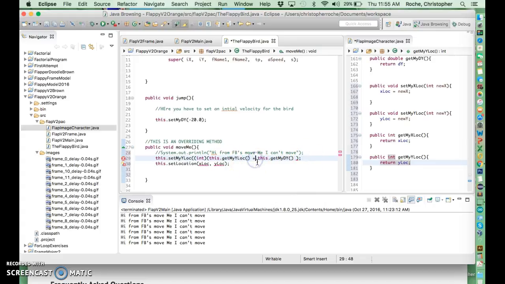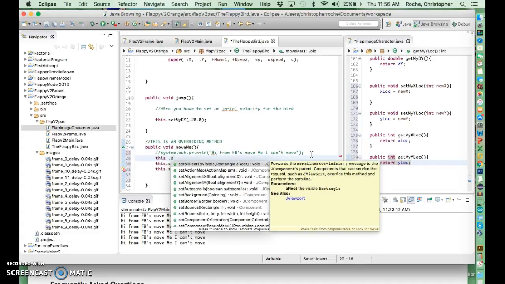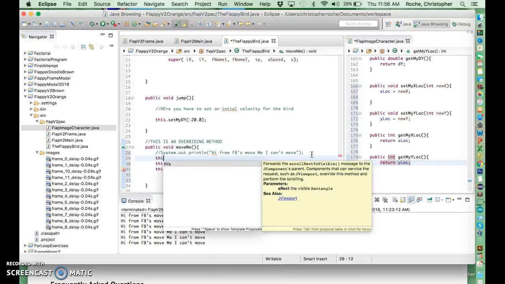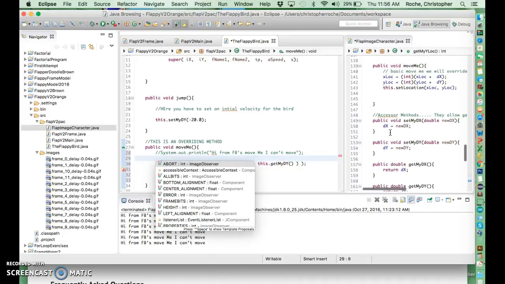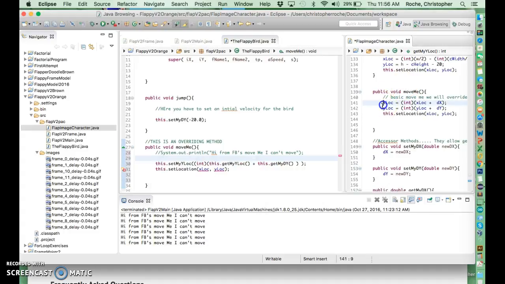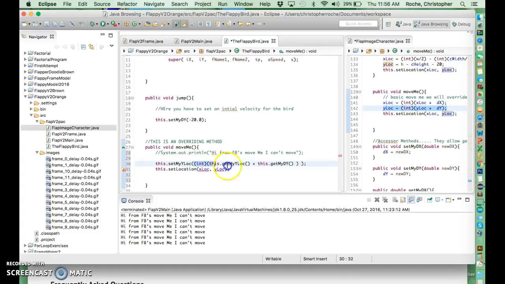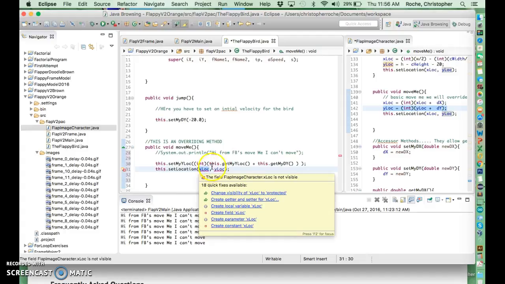Oh, and I have to go like this. So whereas in the past we had said this dot, basically in the move me what we did up here in the parent class, you can go like this and set yloc this way. What we have to do is use the setters and getters that belong to the class to do it. So then we have to do this same thing here too.